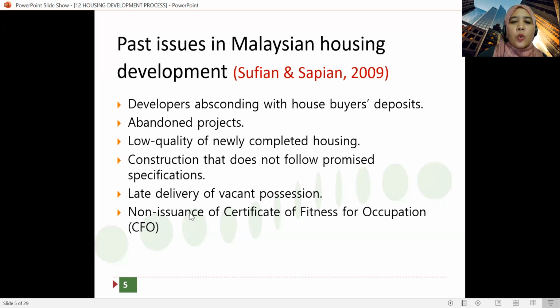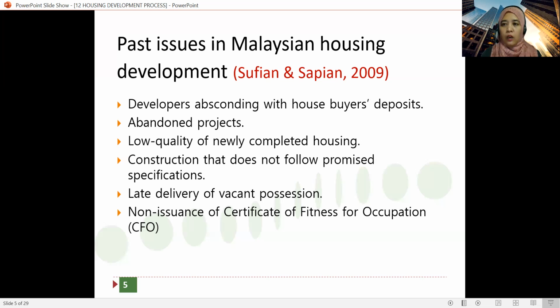Anyway, non-issuance of the certificate of fitness for occupation. Last time, any new buildings must be certified safe or fit for human habitation before people can move in. I'm just talking about housing development, not other types of development. That is another story. We are now focusing on housing development.